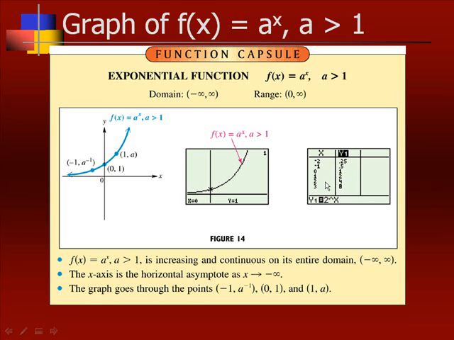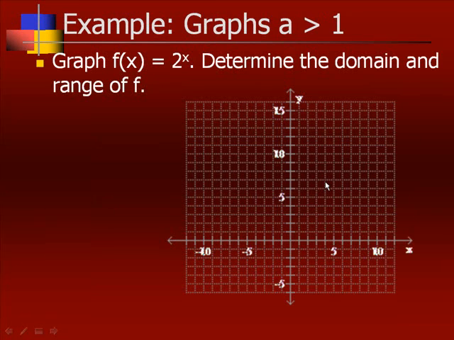Now this function, f of x equals a to the x for a greater than 1, is increasing and continuous on its entire domain. The x-axis is the horizontal asymptote as x approaches negative infinity, and the graph will always go through the points (-1, a to the -1), (0, 1), and (1, a).